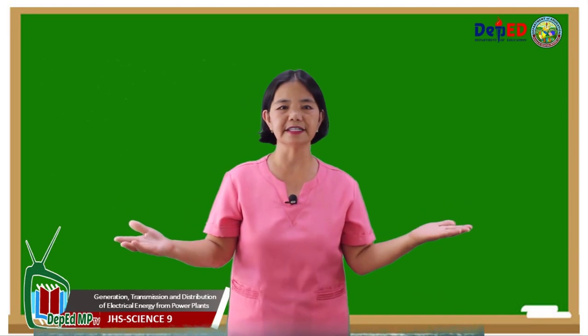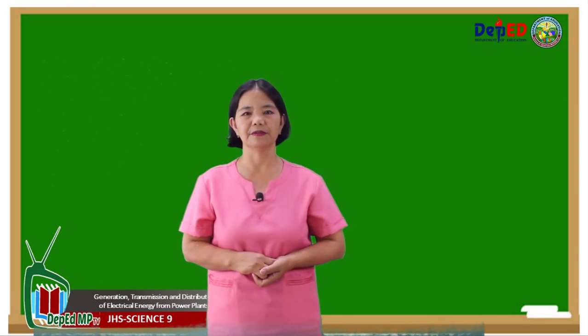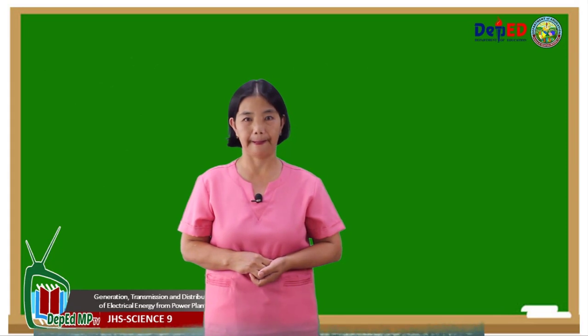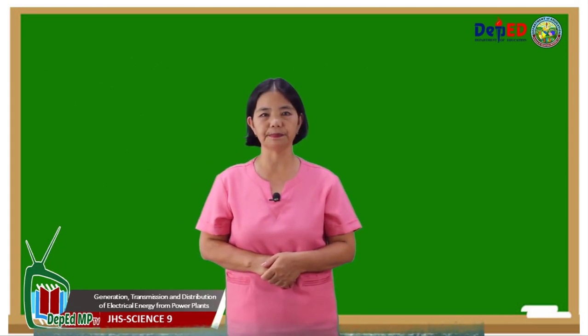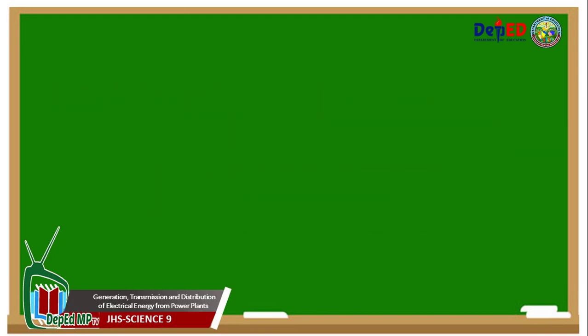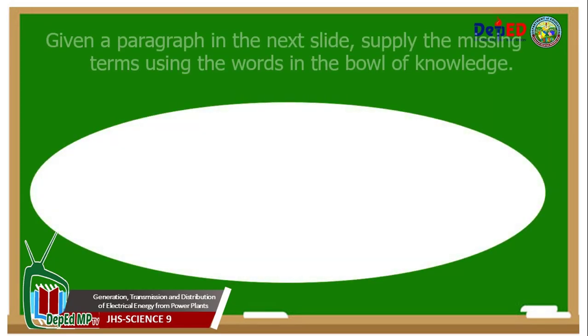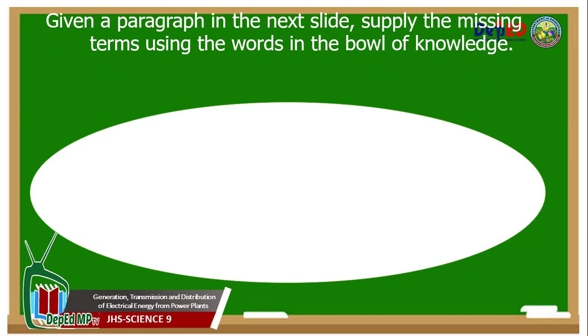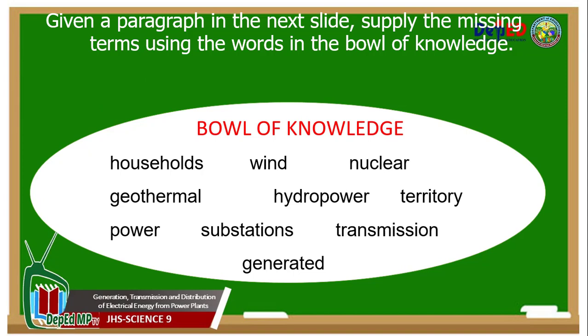You're doing great, learners. This time, let's see if you're able to grasp the lesson properly. If you are able to grasp the lesson properly, complete the paragraph by supplying the missing terms. The time starts now. Given a paragraph in the next slide, supply the missing terms using the words in the bowl of knowledge. The words in the bowl of knowledge are the following: households, wind, nuclear, geothermal, hydropower, territory, power, substation, transmission, generated.